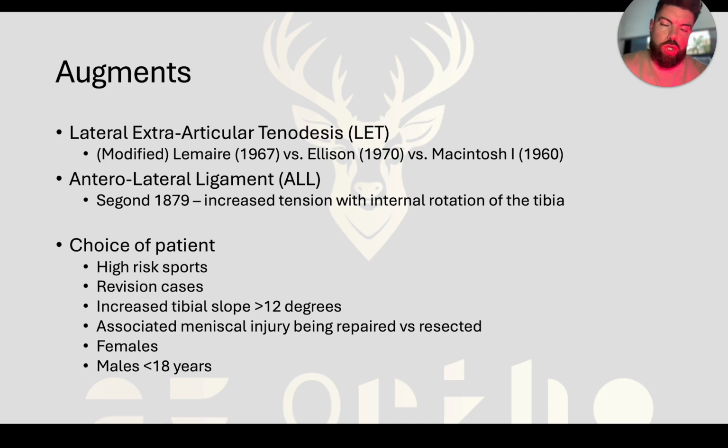Now, again, the choice of patients for doing an augment, not every patient should have one or should need one, but high-risk sports, especially in high-level athletes, and generally you'll find it in pro athletes, we'll have a very low threshold for doing this to make sure that we don't increase their risk of re-rupture. Revision cases will generally get an augment. Increased tibial slope on a true lateral of the knee greater than 12 degrees will often prompt us to use an augment. Associated meniscal injury being repaired versus resected.